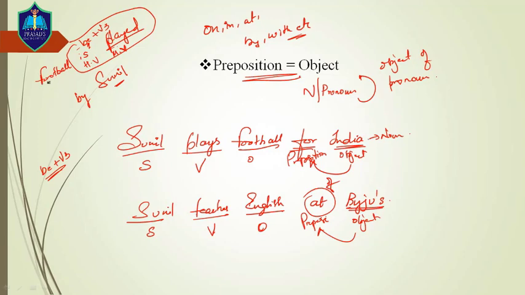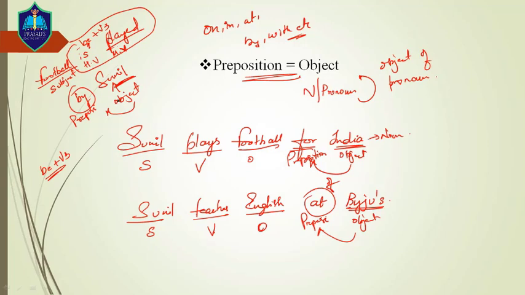Football is the subject. As we just discussed, by is the preposition, and Sunil follows it. A preposition is followed by a noun, hence making Sunil an object. So this is another form: a preposition followed by an object will help you find the object if the statement is in passive voice. This is very simple. You should not be confused.